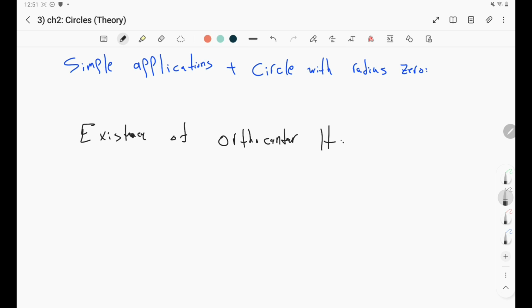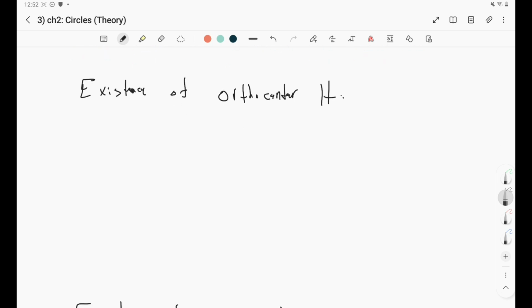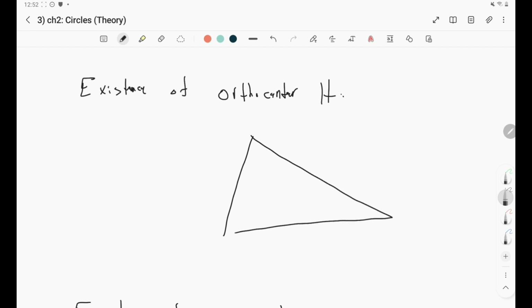Now, a simple application of what we've learned so far is to show the existence of the orthocenter H. Of course, you will not be asked this question in Math Olympiad because you can safely assume that the three altitudes are concurrent, but just to get a sense of what we've done so far, let's draw a triangle ABC. Our goal is to show that the three altitudes concur at one point. So how can we do that? Our goal is to show this exists, so of course we should not assume that. A, B, C. This is an altitude, another altitude, and another altitude.